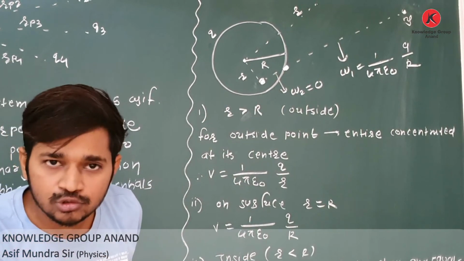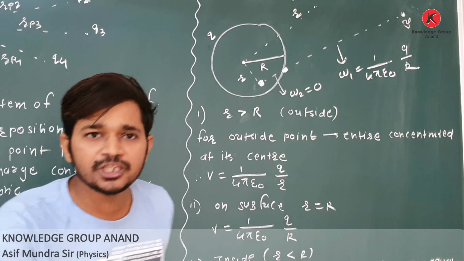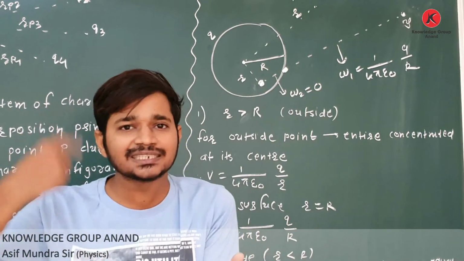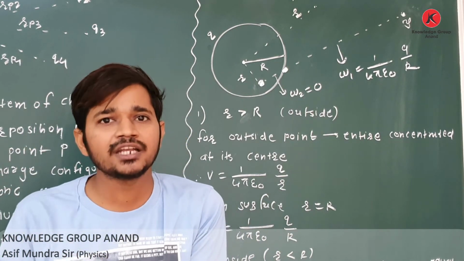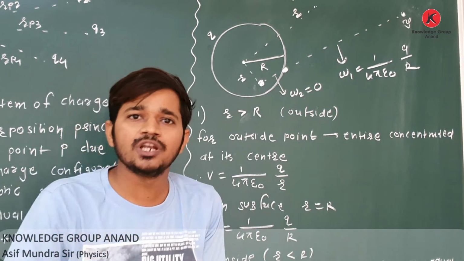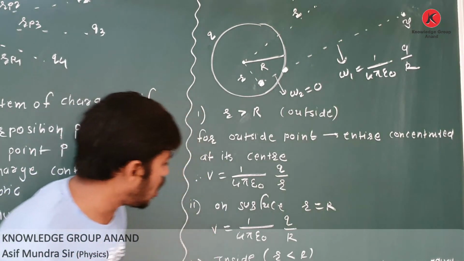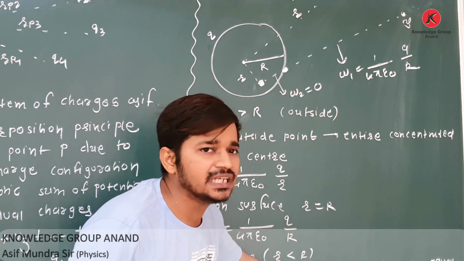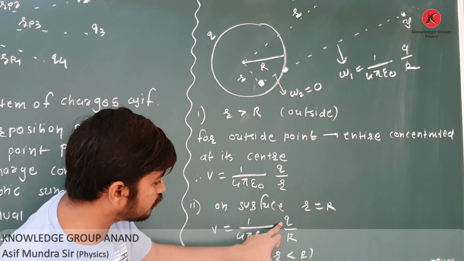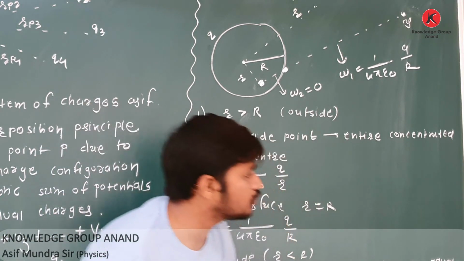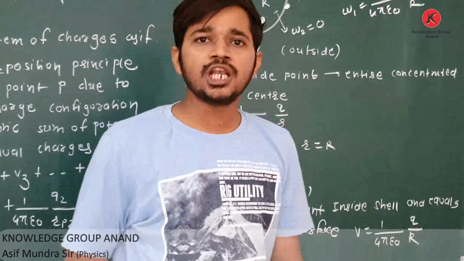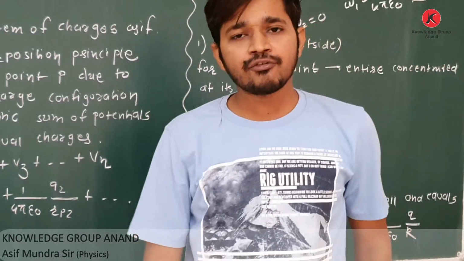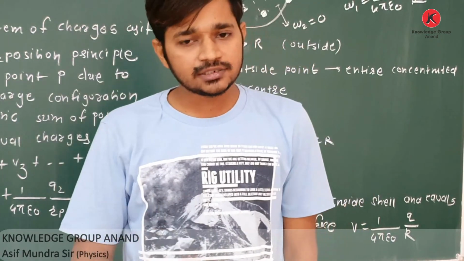In short, you have to do work to bring a unit positive charge from infinite distance to the surface. From the surface to any point inside the spherical shell, work done will be 0. So here you have to remember this point: on the surface and inside, at each and every point, potential is the same. V is equal to 1 upon 4 pi epsilon 0 q upon R. So it is potential due to a spherical shell. Clear? Pause your video, write down from the board, make proper notes, send notes on my WhatsApp number.